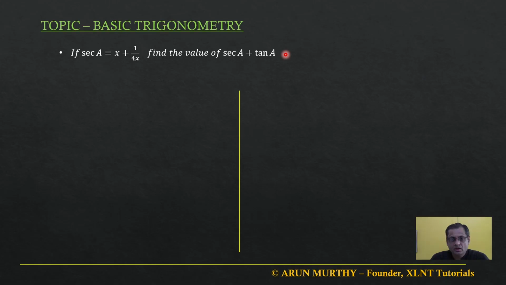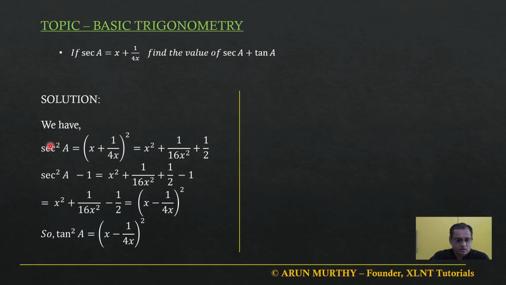In the evening classes that I take for Indian as well as international students, we discuss a number of HOTS or higher order thinking skills questions. I'll be sharing some of those in this video series with you. Let's look at this question. If secant A is x plus 1 over 4x, what would be the value of secant A plus tan A?